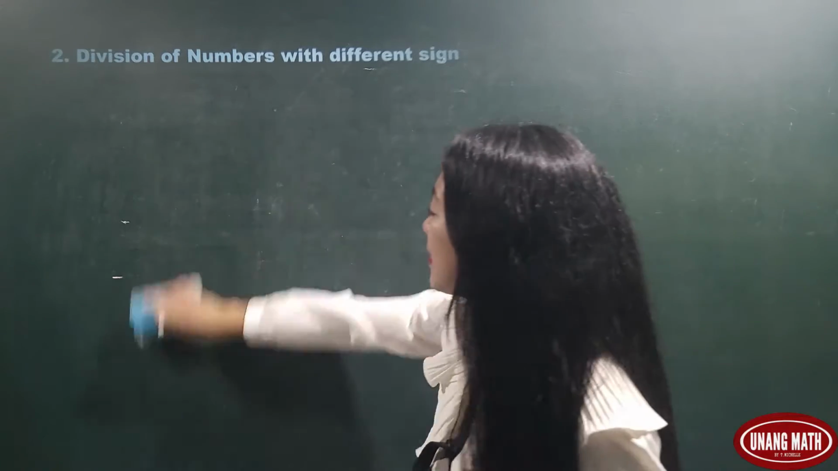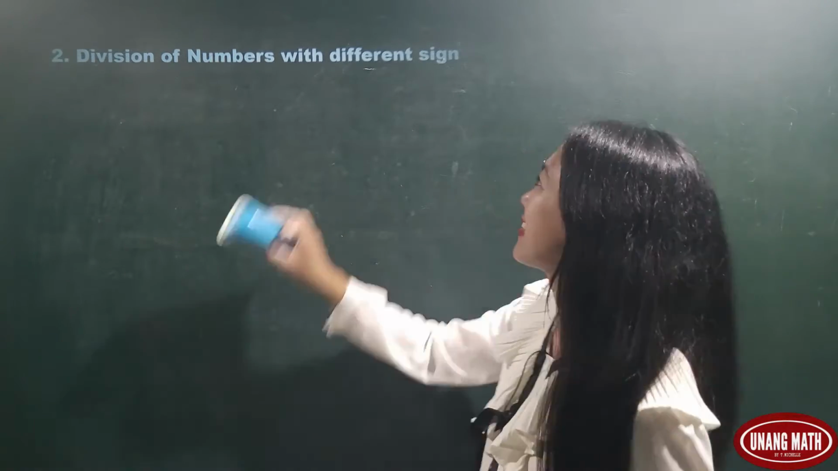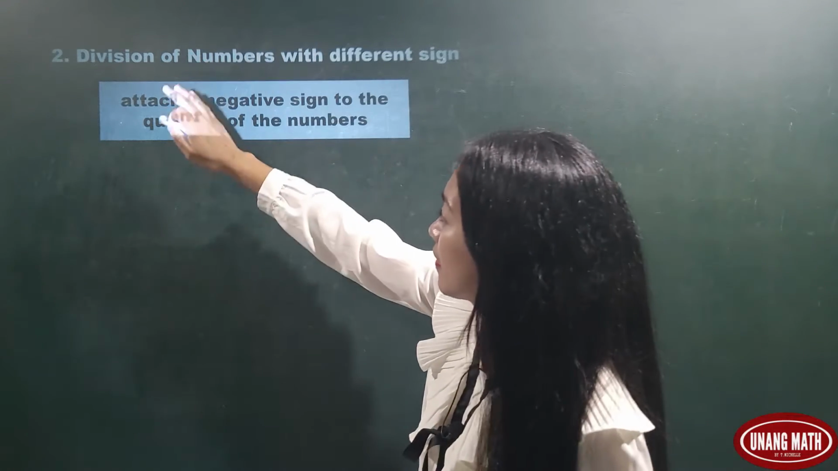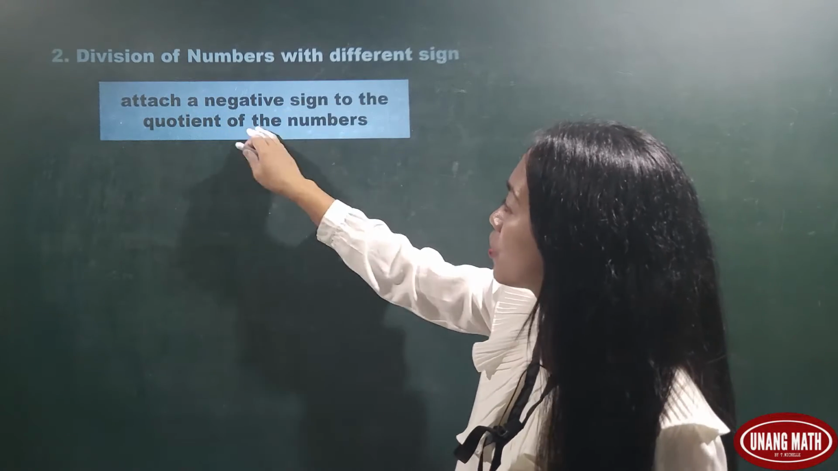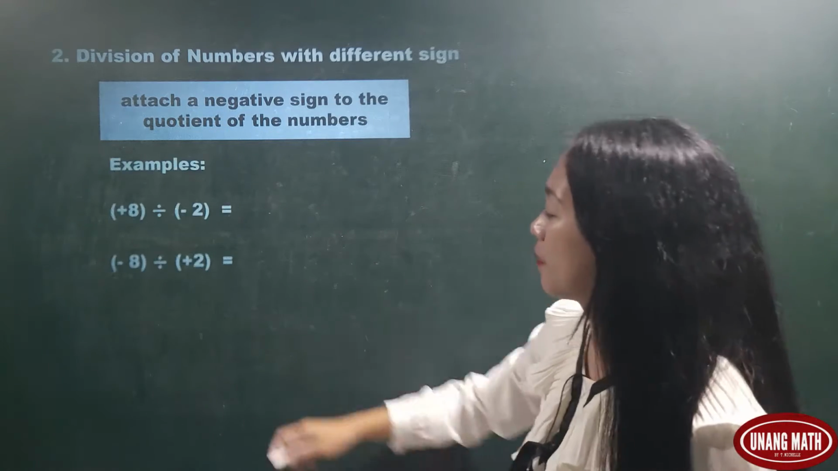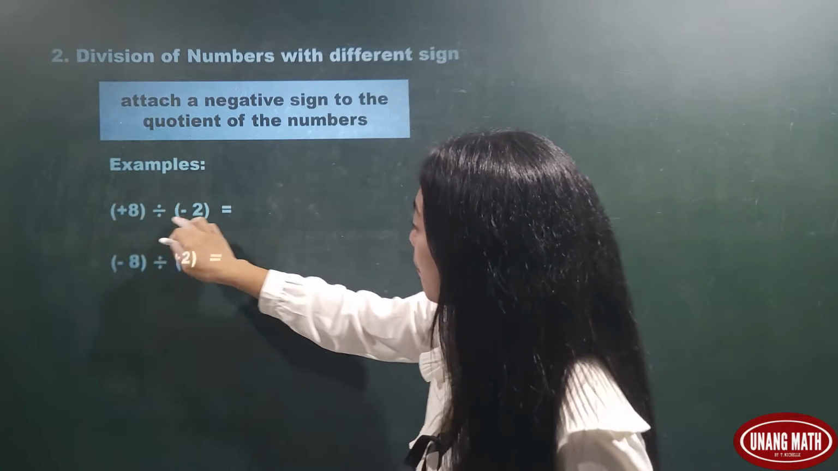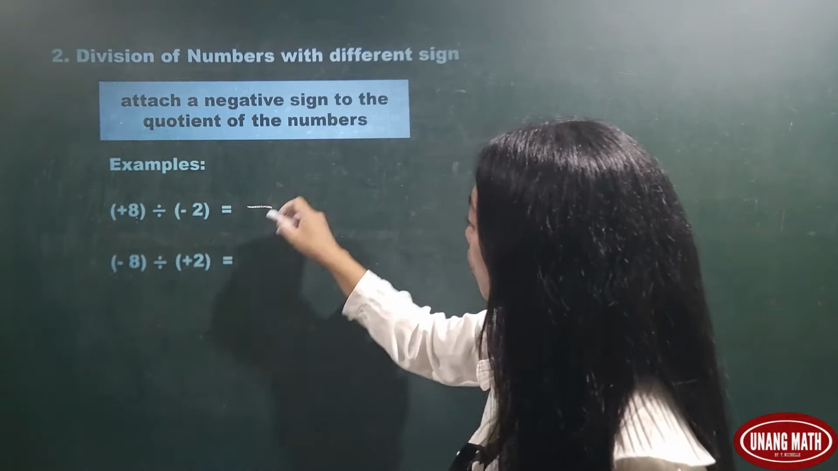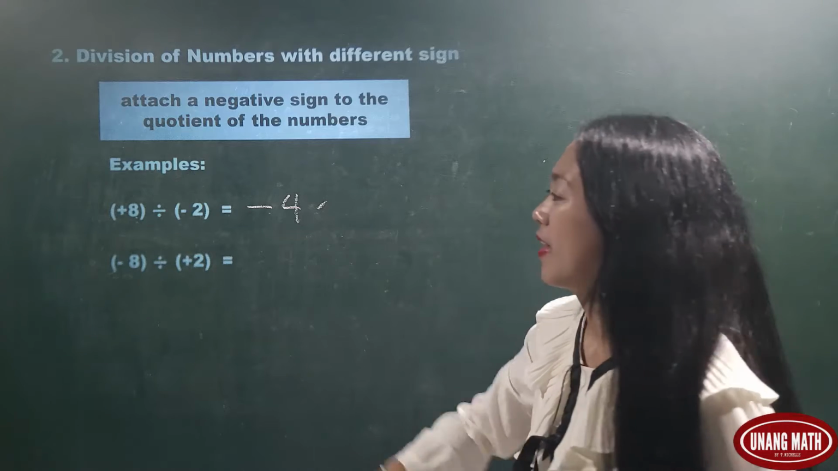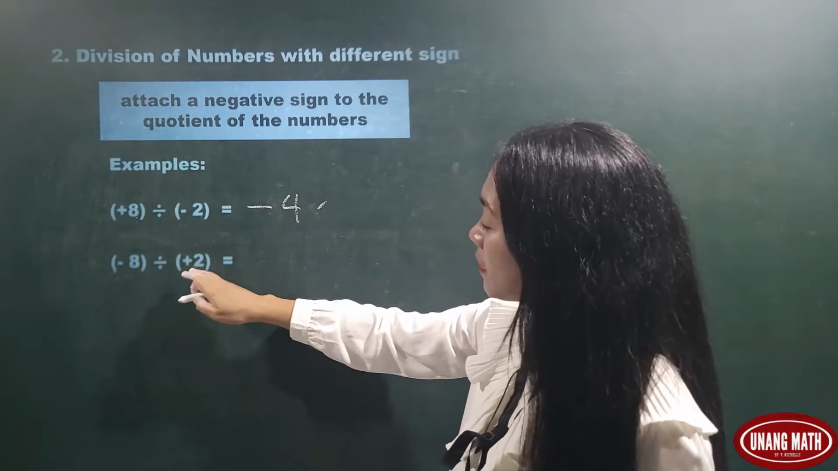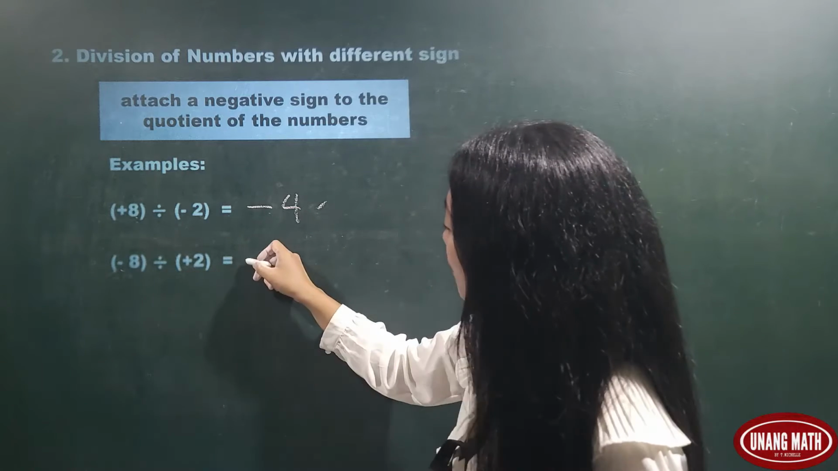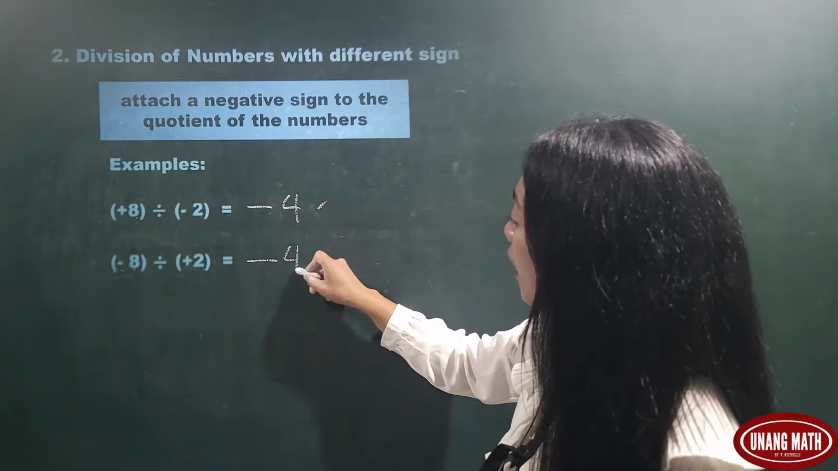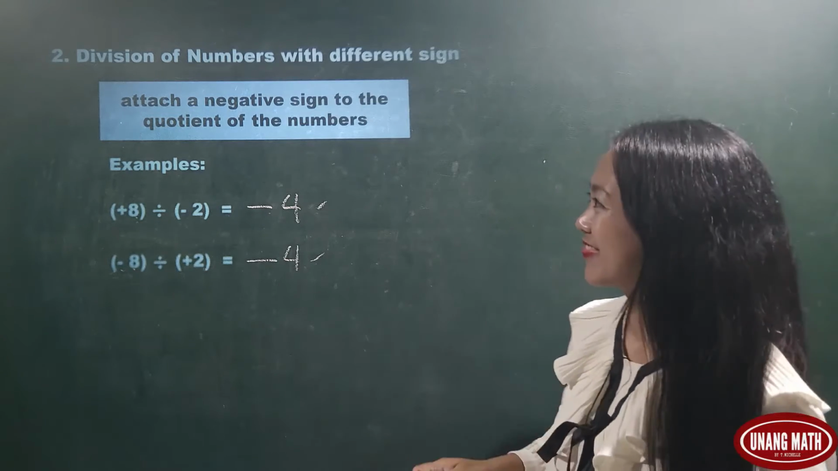Division of numbers, this time with different signs. That means one number is positive, another is negative. So what we need to do is attach a negative sign to the quotient of the numbers. Example, positive 8 divided by negative 2. Different signs. So attach a negative sign to the quotient of 8 and 2. 8 divided by 2, 4. So negative 4. Another example, negative 8 divided by positive 2. Different signs. So attach a negative sign to the quotient of 8 and 2. 8 divided by 2, 4. So negative 4 is the answer.